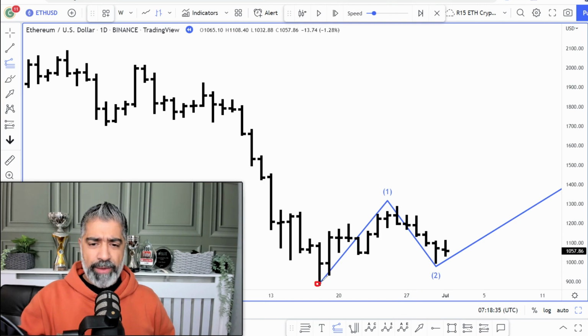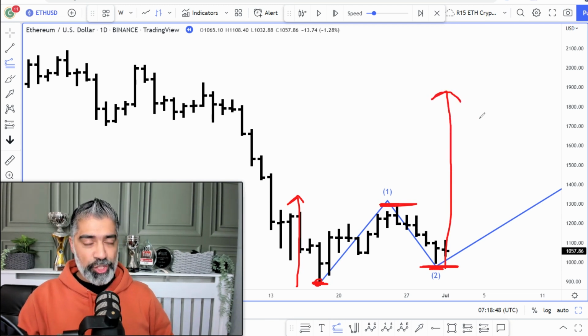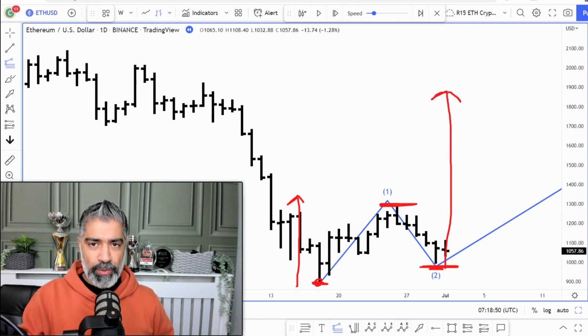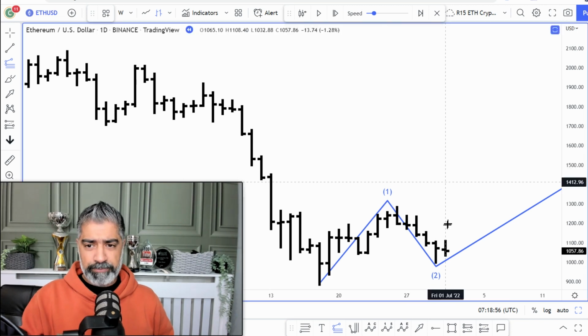We're going to click down here on this level, and we're going to measure wave 1. So we're going to basically measure this distance, and then we're going to project it or extend it from this point here and extend a price target. And there's a particular ratio called 1.618 that we're going to use. And we're going to show you how to use it on TradingView, and you can do this with any chart and any market that you're looking at.